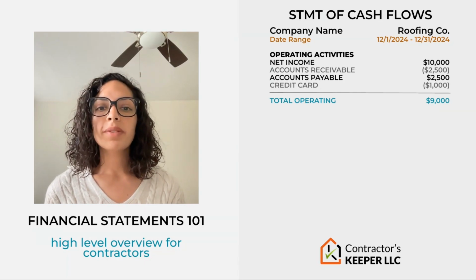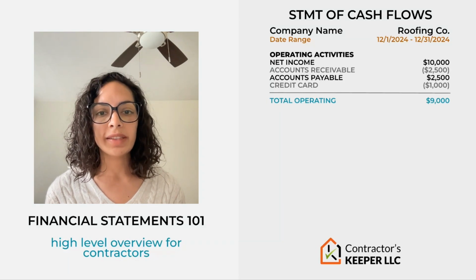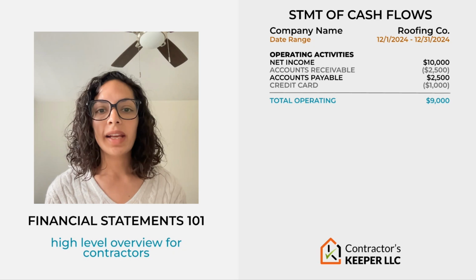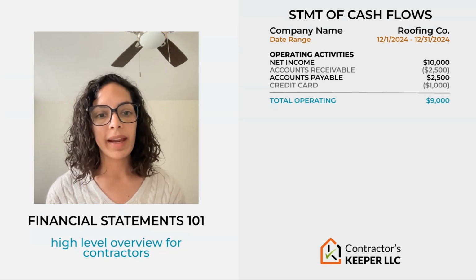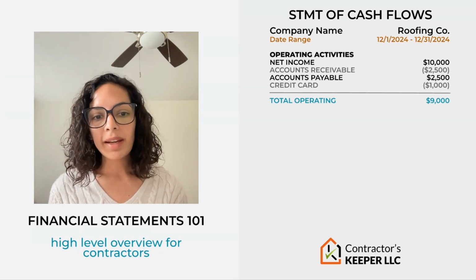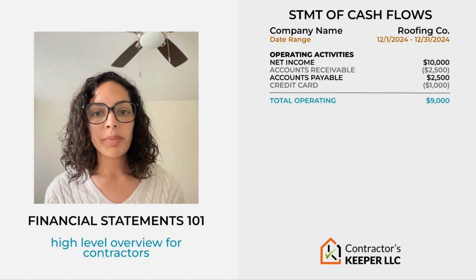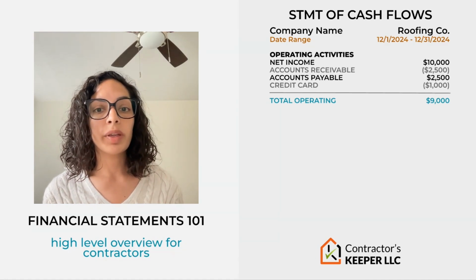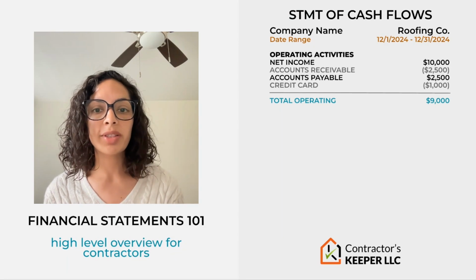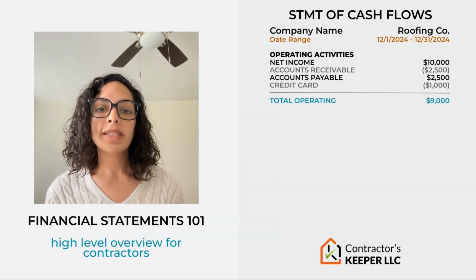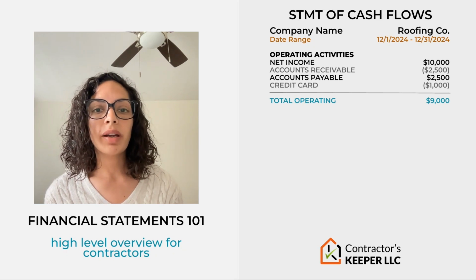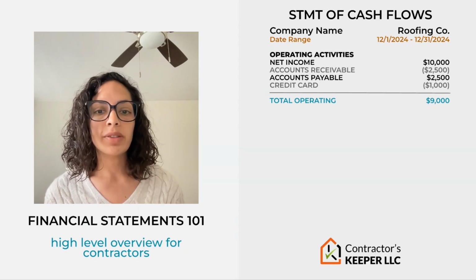We have the top section, which is operating activities. Very interesting. This also shows net income. So net income kind of carries across all of the statements. This one is a little bit less because I'm not covering the whole year in the statement of cash flows. I'm just covering 1 month. So let's say that for December 2024, the net income was $10,000.